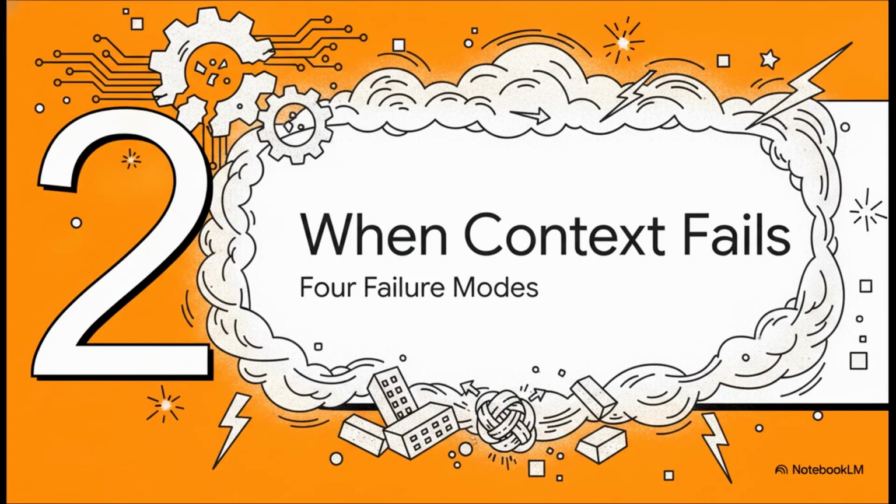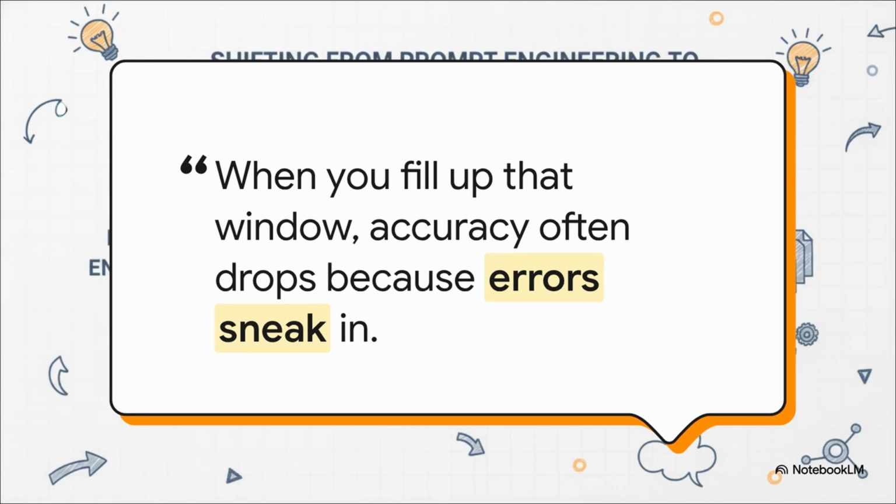Moving right along to Section 2, when context goes wrong and the 4 failure modes. Because here's the thing, when you overload that scarce working memory, the system doesn't just slow down. It breaks down in very specific, predictable ways. As our source material points out, when you fill up that window, accuracy often drops because errors sneak in. Hoarding data causes your model's accuracy to just plummet over time.